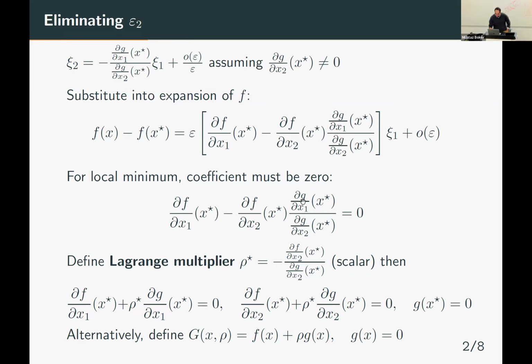So define the minus and this term as rho star. Then this condition can be written here like this, right? Partial f with respect to x1 evaluated at x star. Remember, evaluated at x star. So this is not an unknown. This is like a definite term. We know what its value is. It's not in terms of x, where x can be anything. No, it's at x star, right? Then rho star partial g over partial x1 at x star is equal to 0. I just took this definition and put it here, right?